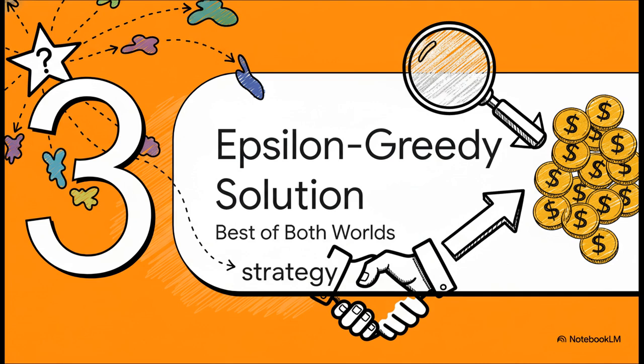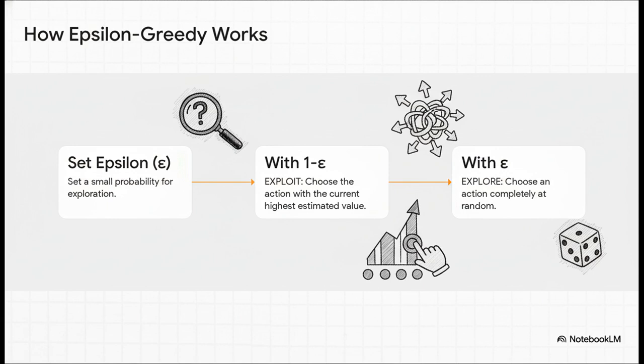We need a smarter strategy. Something that lets us exploit our knowledge most of the time, but also explore a little, just in case we're wrong. And the solution is actually beautiful in its simplicity. It's called epsilon greedy. Here's how it works. We just pick a really small number.